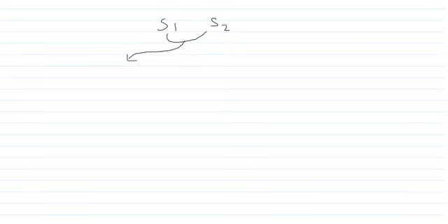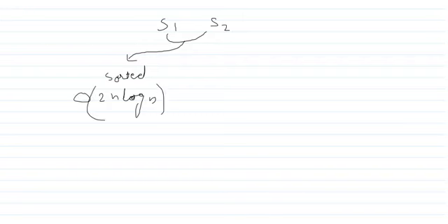So in permutation, what we did was we sorted two strings and compared the strings, which took 2n log n time complexity. So here we will take another approach which can be done in linear time, O of n. So let's look into it.